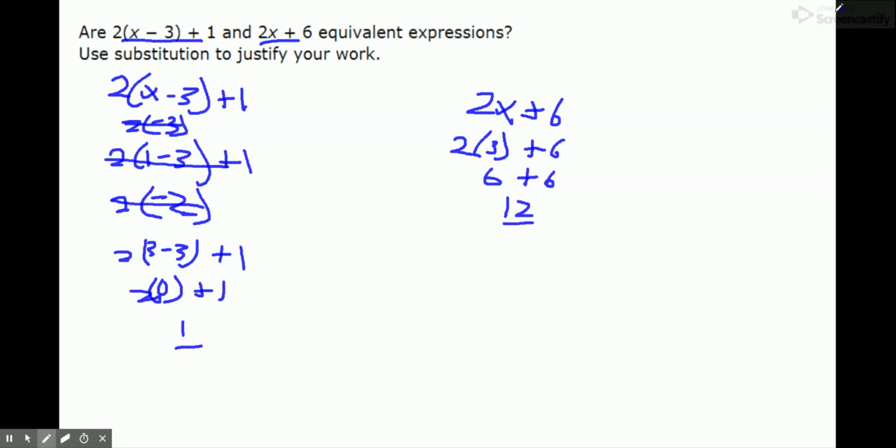Again, remember, the number one thing I want to emphasize here: don't ever use 0 to substitute. Use a different number, not 0. If you use 0, you're probably going to get it wrong. Hint, hint, nudge, nudge. Remember this. Don't use 0 to substitute to prove that expressions are equivalent.